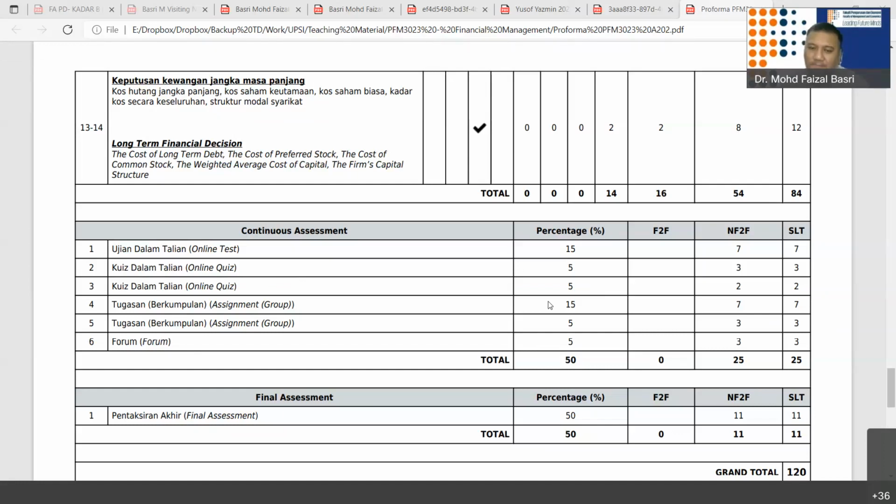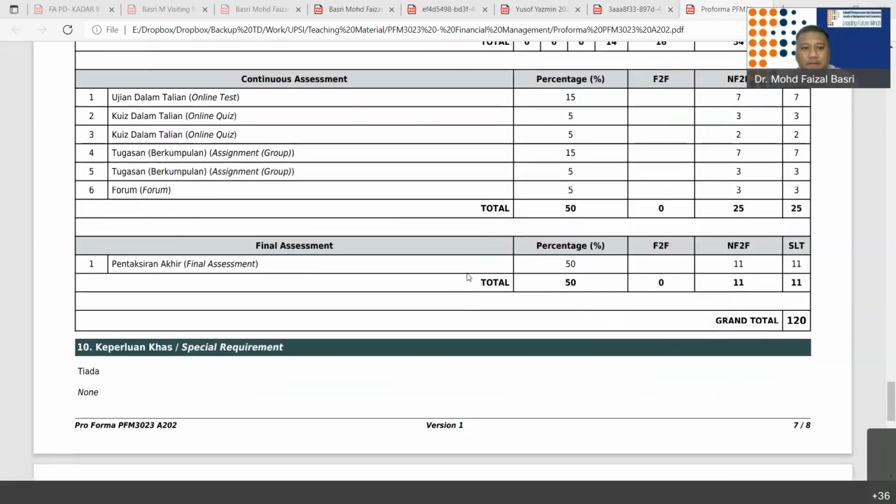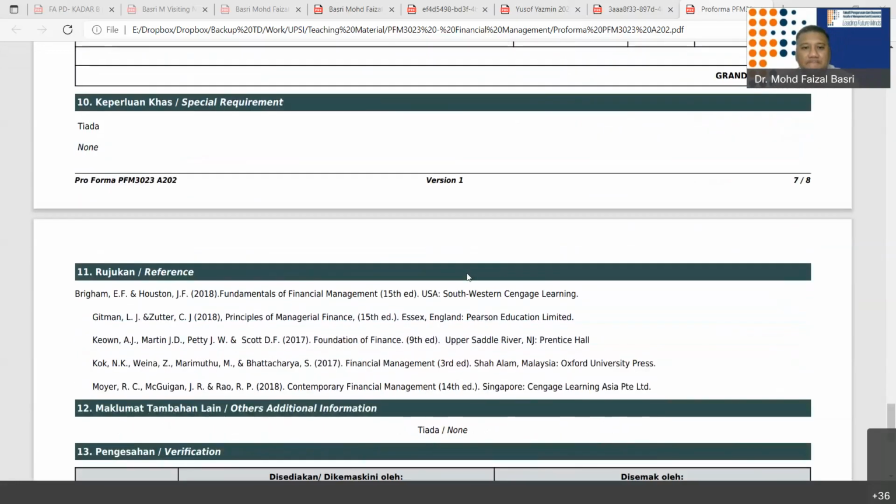Okay, so for this course, the weightage is 50-50, okay? It's not 60-40, it's 50-50. So 50% ongoing, so therefore the final assessment will be another 50%. So a total combined of 100, obviously. So any questions so far? Any question? So far none, Doctor.